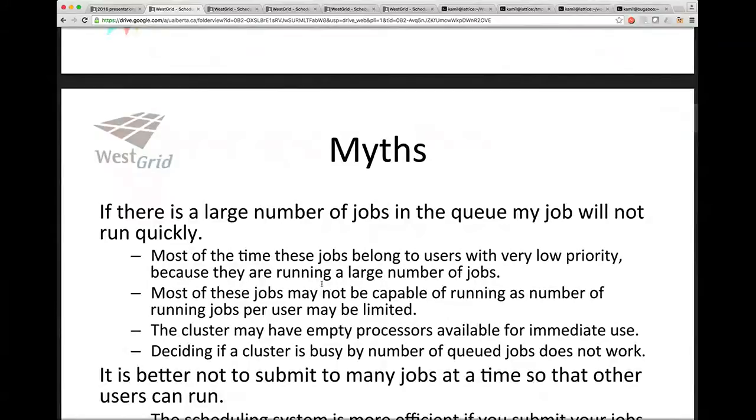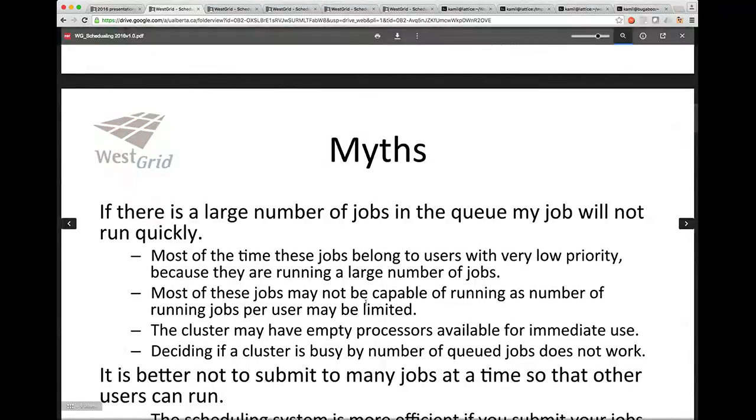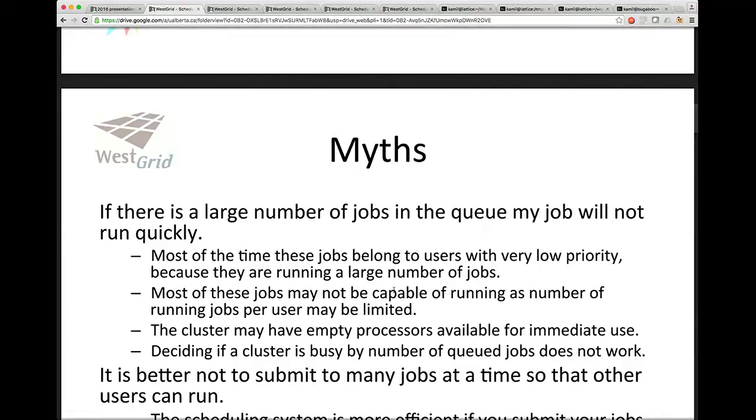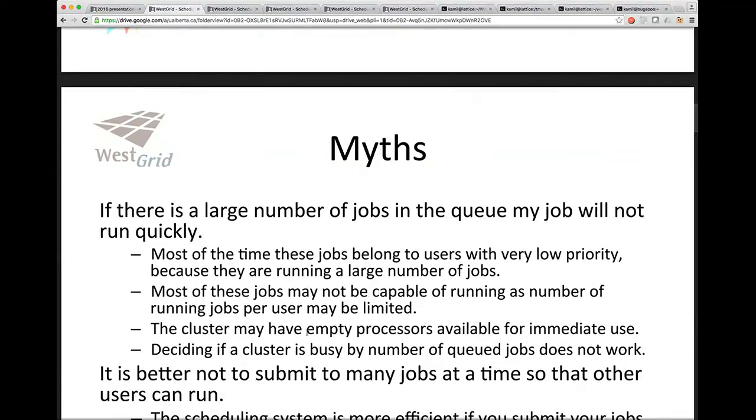Most of those jobs may not be capable of running, as the number of running jobs per user is also limited. So there's limits. So there could be a lot of jobs in the queue, but those jobs aren't even being considered. They're going to be considered later when that user's current running jobs stop. In fact, the cluster may even have empty processors available for immediate use because of this, with jobs still sitting in the queue. So deciding if a cluster is busy by the number of queued jobs does not work.